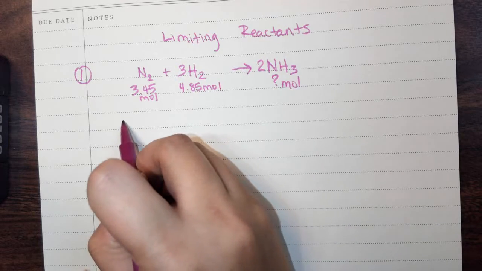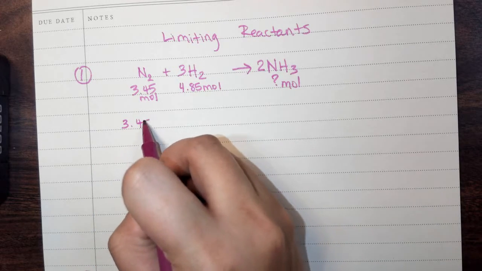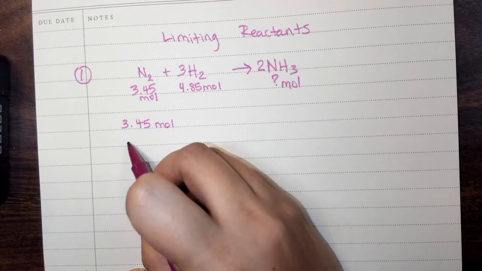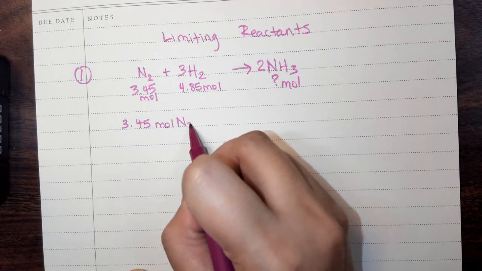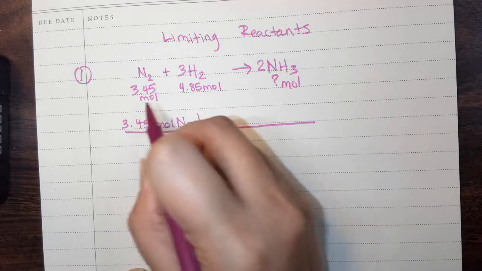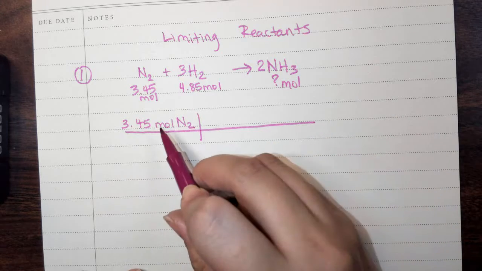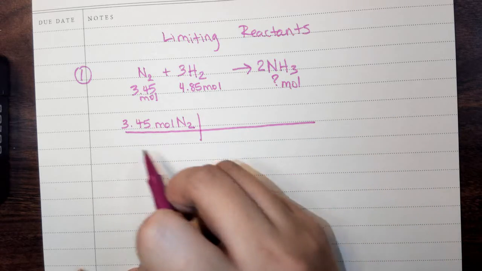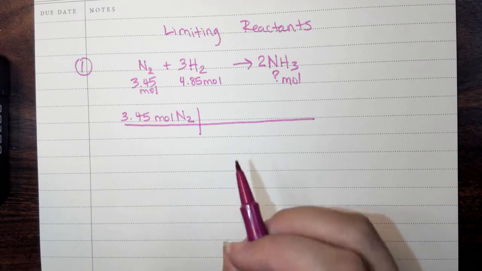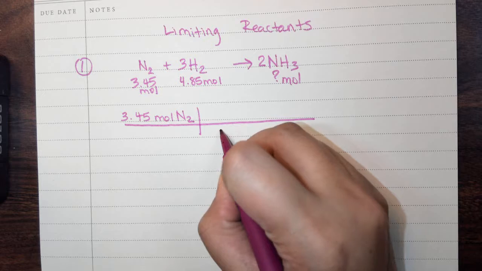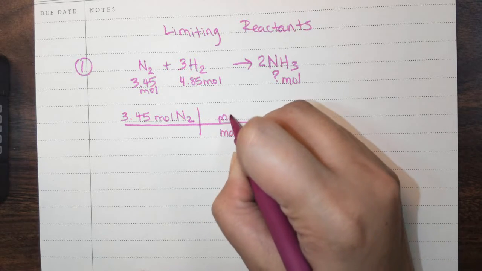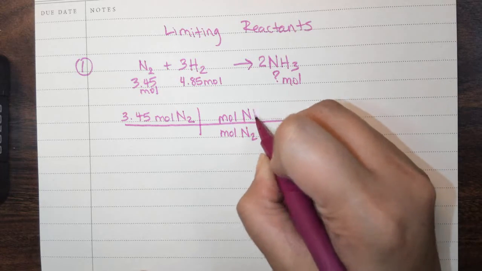So what we're going to do is see how much ammonia we can produce if we are working with 3.45 moles of nitrogen gas. You guys know how to convert from one substituent to another. I'm going to convert to moles first if necessary, and it's already in moles, so I don't have to convert. I'm going to now use my mole ratio to convert from what I started with to my desired compound, which is NH3.